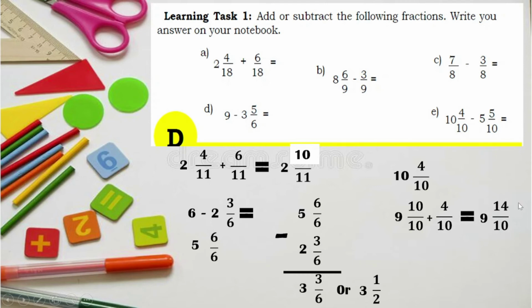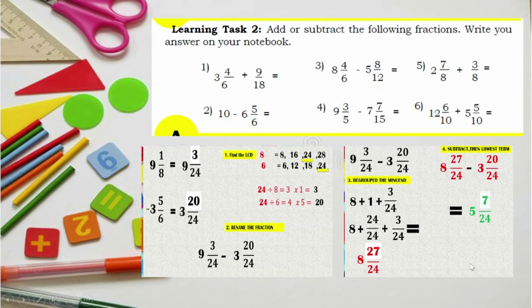Mauuna ito. 9 minus 5. 14 minus 5. Then copy the denominator. Then yun na yung sagot. Then kung kaya pang i-lowest term, i-lowest term.